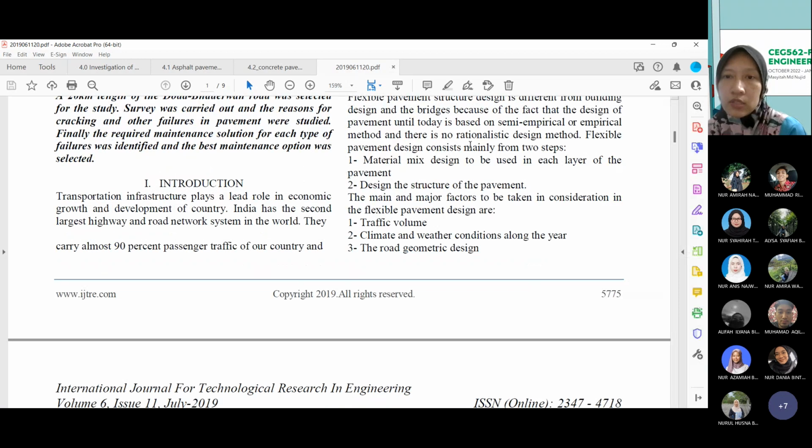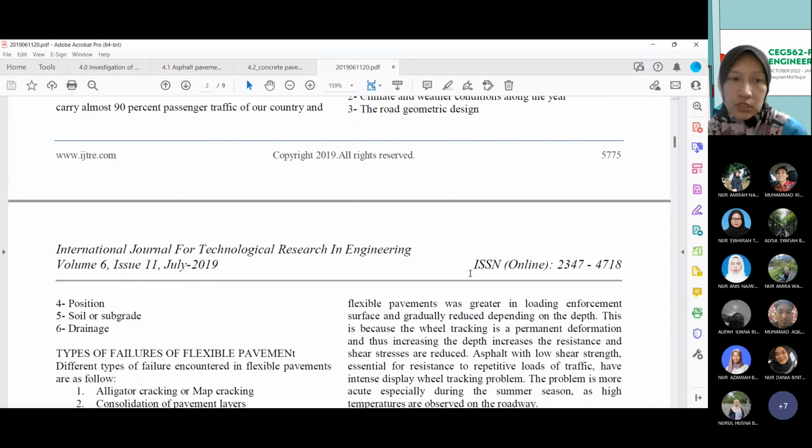Flexible pavement design consists mainly of two steps. First, material mix design, the structure of the pavement. The main and major factors to be taken into consideration in flexible pavement design are traffic volume, climate and weather conditions along the year, and the next one is the road geometric design, position, soil or subgrade, and drainage.